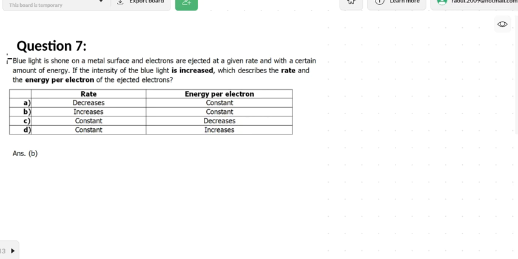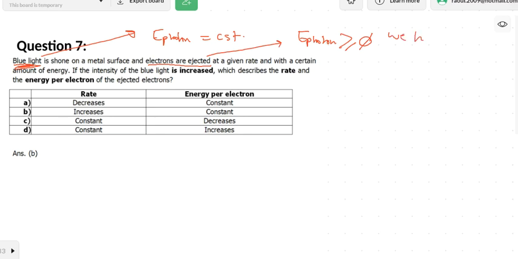Blue light is shone on a metal surface. So he's using blue light, which means he's not changing the color. E photon is the same, it is constant. And electrons are ejected. Perfect. So that means the E photon is greater than or equal to the work function. We have photoelectric emission, so the intensity here works. At a given rate with a certain amount of energy.